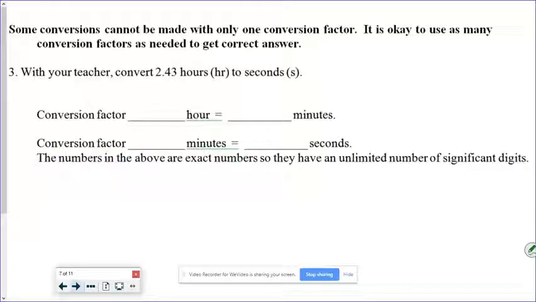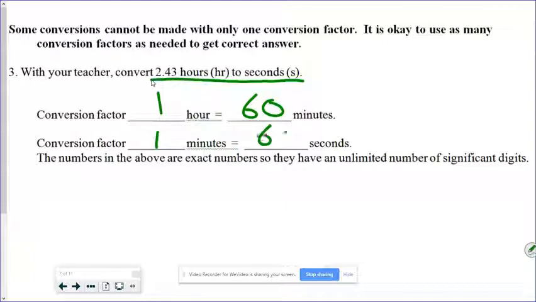So now we got to do a couple conversion factors ourselves. This is our problem that we have right here, but we have to fill out a little information before we do that. In 1 hour, there's 60 minutes. In 1 minute, there is 60 seconds. And our problem is convert 2.43 hours into seconds.